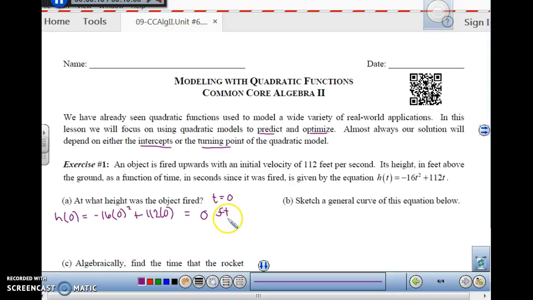Now that makes sense if you think about it, because remember, if this is h of t equals negative 16t squared plus 112t, this is technically plus 0 on the end, and that would be your c value.